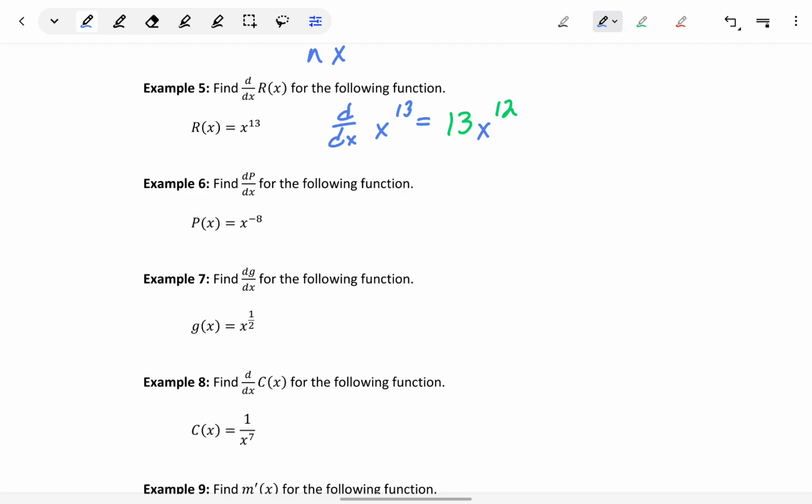In example 6, we want to find dp over dx, which means the derivative of that function p. Now what we have is x raised to a negative value, but that doesn't change the way the power rule works. We still bring that original value down as a factor in front, and then the original exponent gets reduced by 1. So this will give us negative 8 x to the negative 9th power.